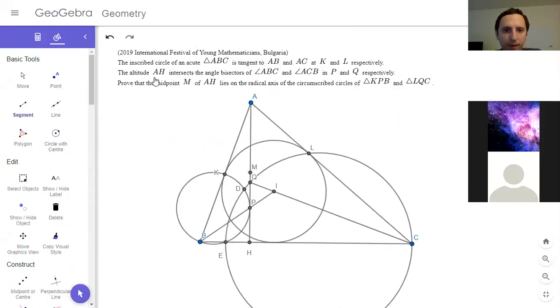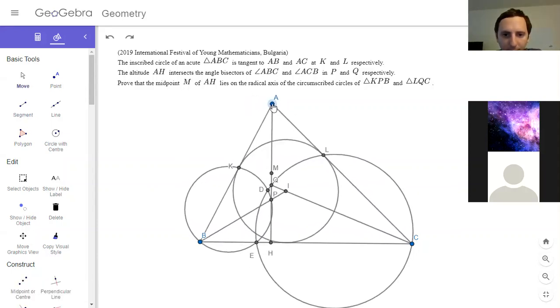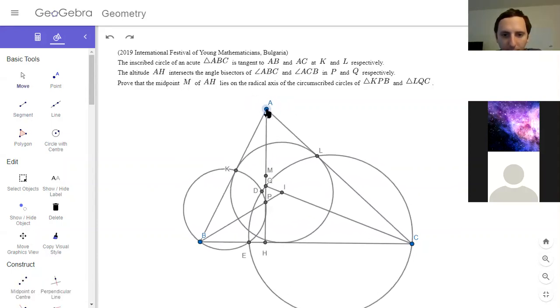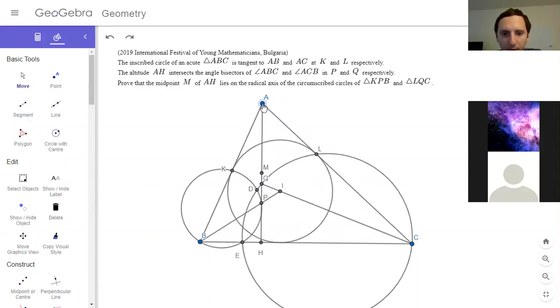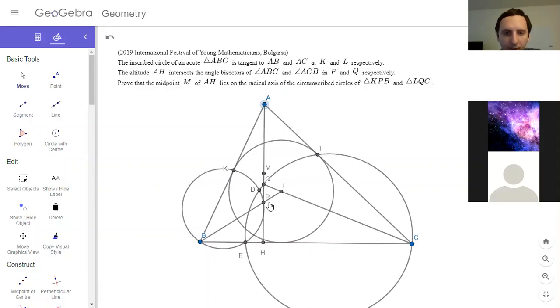We want to show M has the same power with respect to both those circles. Here it almost looks like MP is tangent, but that's just a coincidence. So maybe we could show M has the same power with respect to both of them. That would prove it. This is tricky.